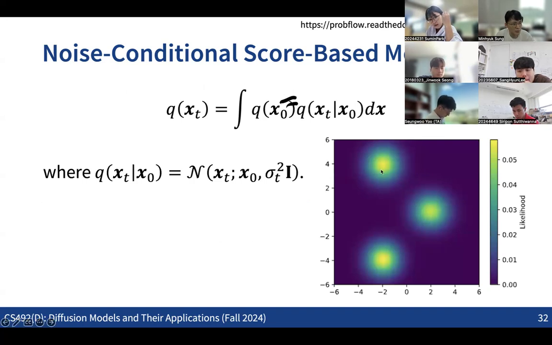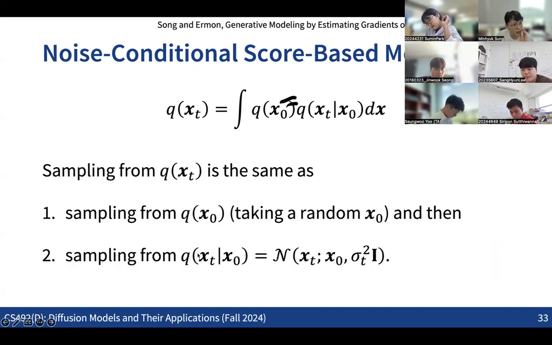This is one visualization, where we have three points here and add some Gaussian perturbation, making a slightly corrupted distribution. And we can also easily sample from this modified distribution. The simple way to sample from it is to take any of the random samples X0 that we have, and then add some perturbation like this. Then this becomes the way that we sample from the QXT here. Is it clear?